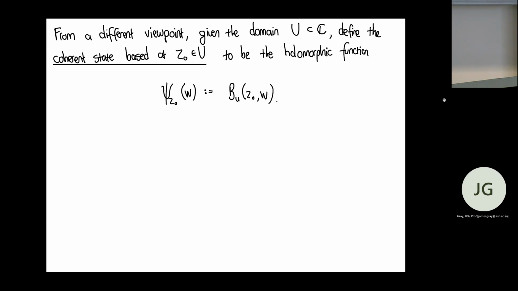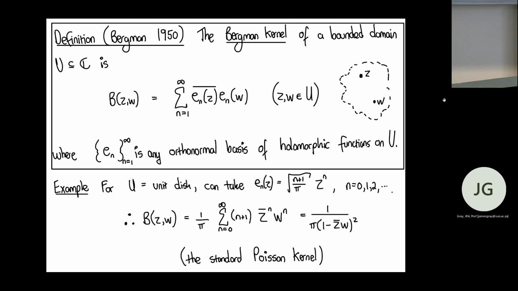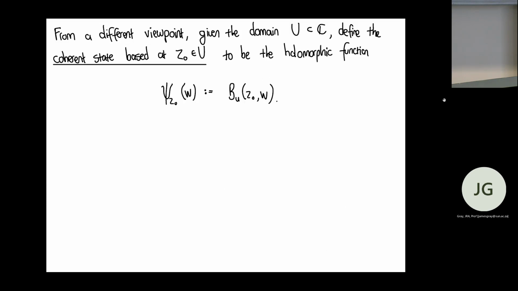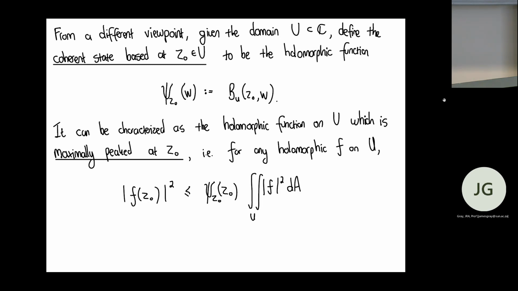So from a different viewpoint, given this domain U in C, define the coherent state based at Z0 to be this holomorphic function. So I fix Z0 now, and then I can think of the Bergman kernel, which used to be a function of 2 variables, Z and W. If I fix the one variable, Z0, then I've just got a single variable function. And we call that the coherent state based at Z0. So it's a certain holomorphic function associated to Z0.